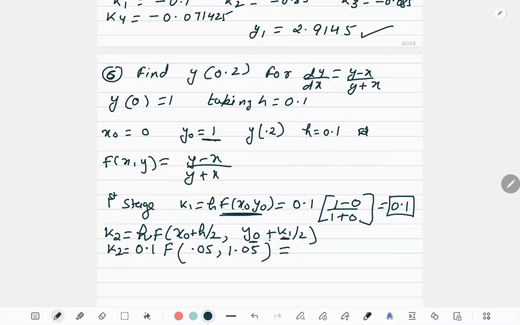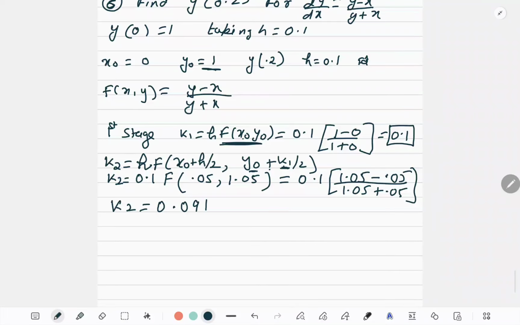So now if you substitute 0.1 times (1.05 minus 0.05) upon (1.05 plus 0.05), you get the value K2. If you take your calculator and calculate this value, your K2 value will be 0.091. Okay, this is my K2.